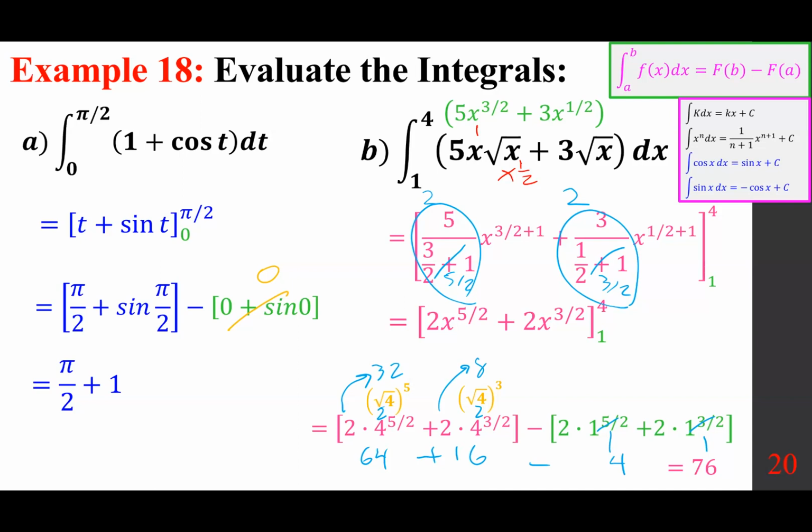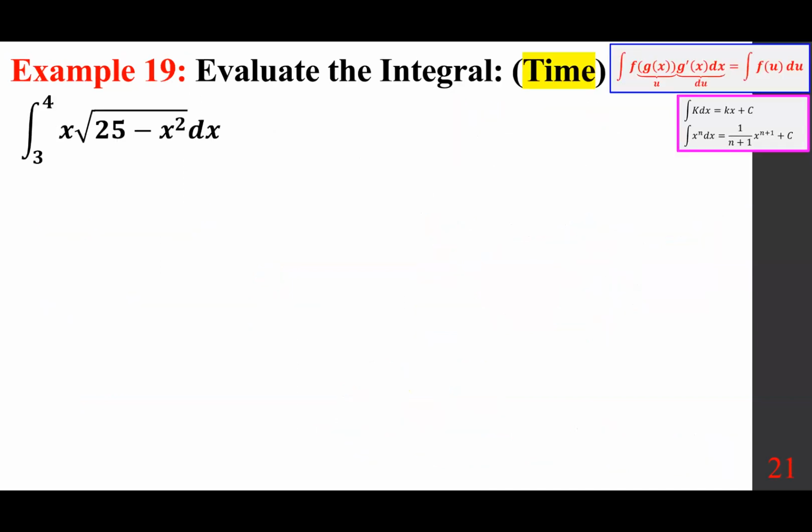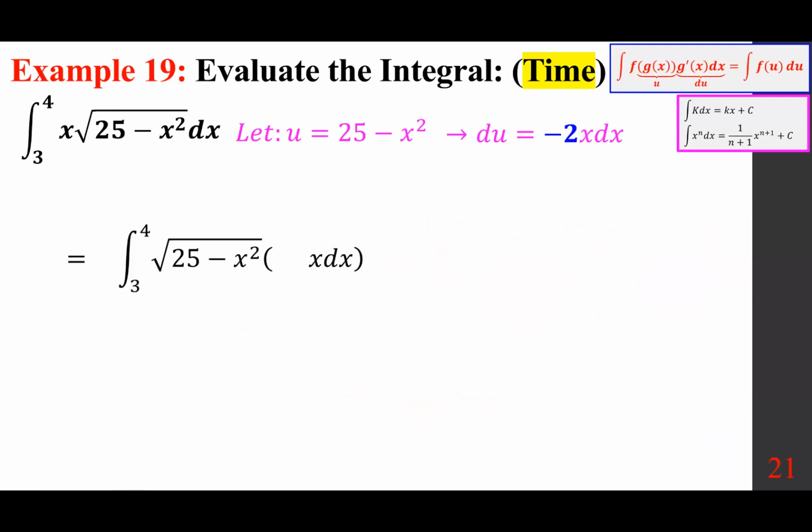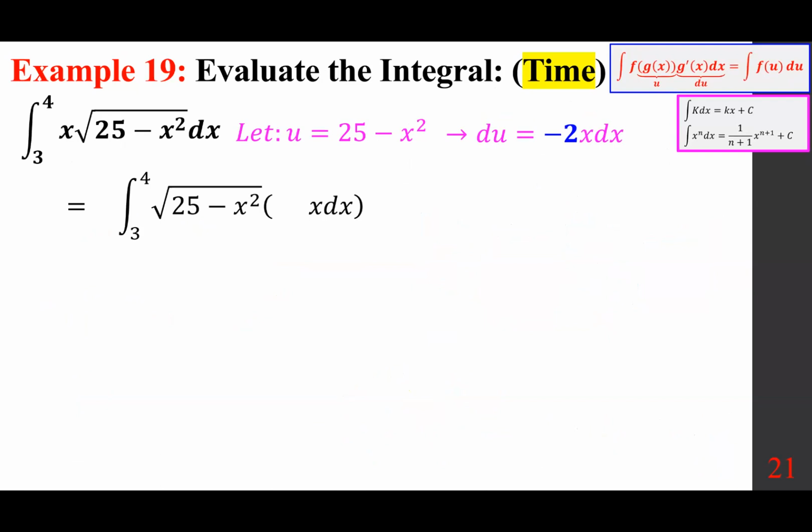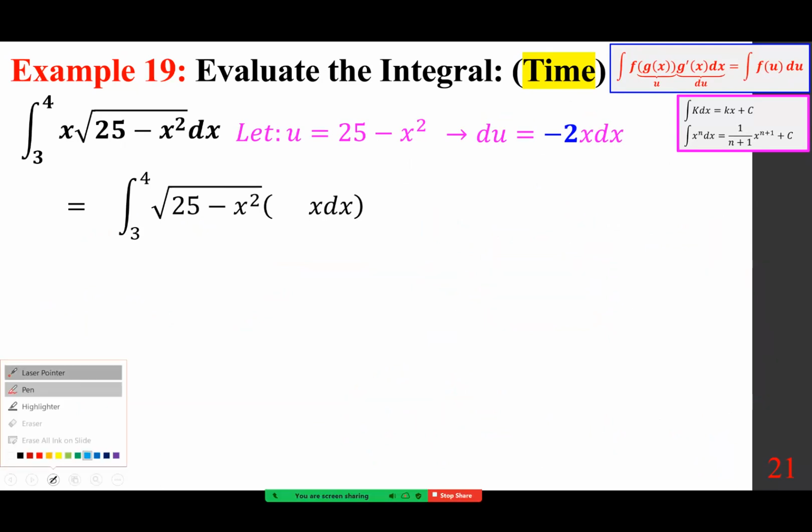Pretty straightforward. Reminding you of this question we did before. Let u be 25 minus x squared. The derivative is minus 2x, so du is minus 2x dx. We're going to move the x next to dx so it becomes clear what is given and what is missing. Everything is in order except minus 2 is missing.